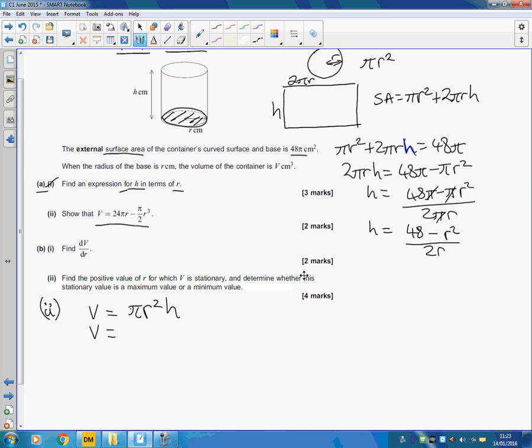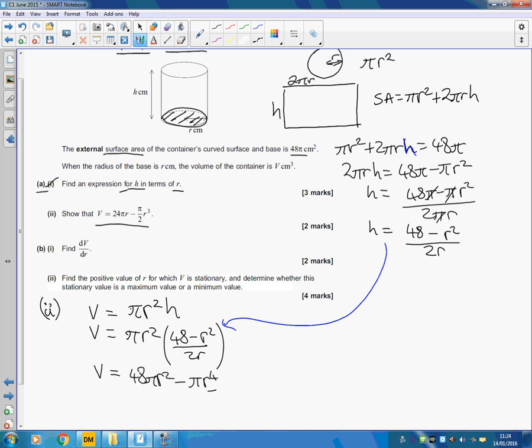Right, well you notice that the answer we're looking for doesn't have h in it, but that's okay, because in part A we found a formula for h. So h is 48 minus r squared divided by 2r. So I'm just taking my answer from part A and substituting it in. And then we're just going to expand that. So we're going to multiply straight across the top there. So we're going to have 48 pi r squared minus pi r to the 4, all divided by 2r. So that's just multiplying fractions.